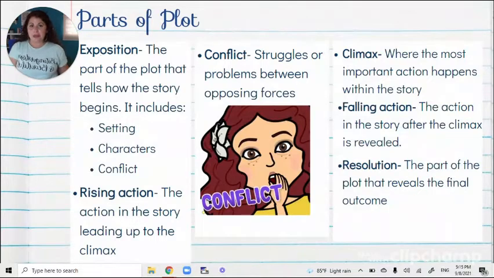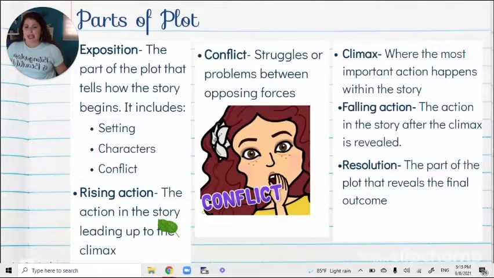So the different parts of the plot, as I mentioned, are exposition, and an exposition is basically the introduction of what is happening in my story. It gives me all of the backstory, all of the information that I need to know for the beginning, and it includes things like the setting, characters, and conflict. Immediately, or sometimes not as fast, we know the conflict of what's going on, or sometimes we think it's one thing and then it's another.